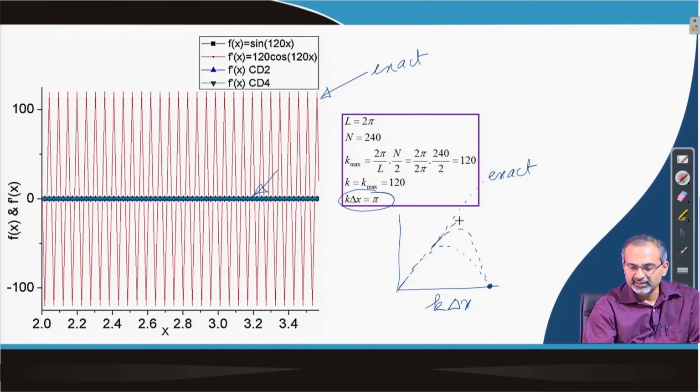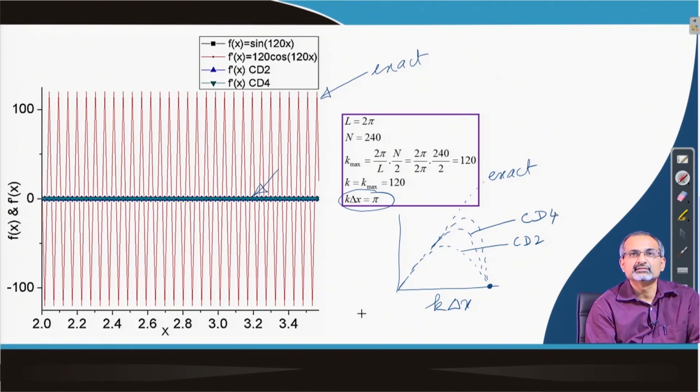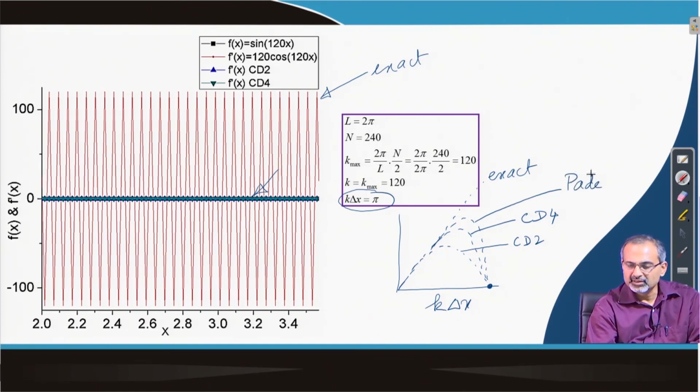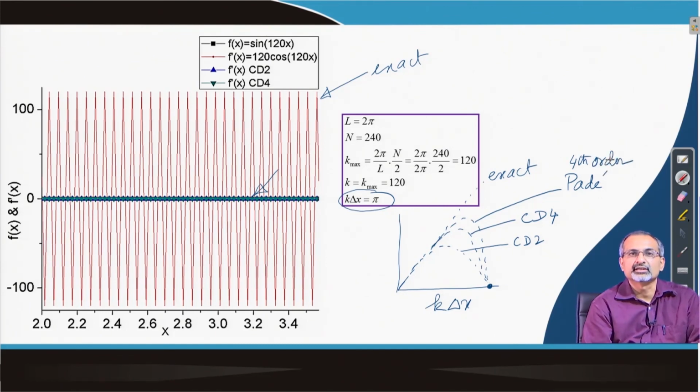So, we finally saw the behavior of 3 schemes. CD 2 and CD 4 were directly shown over here through these previous plots. It would be a good exercise to try out the Pade A scheme, which we discussed today, on your own as a homework exercise.